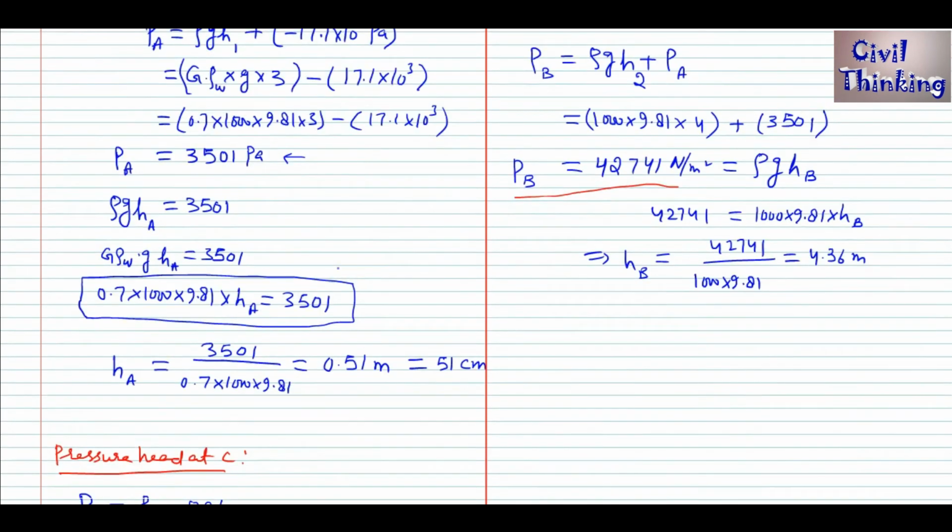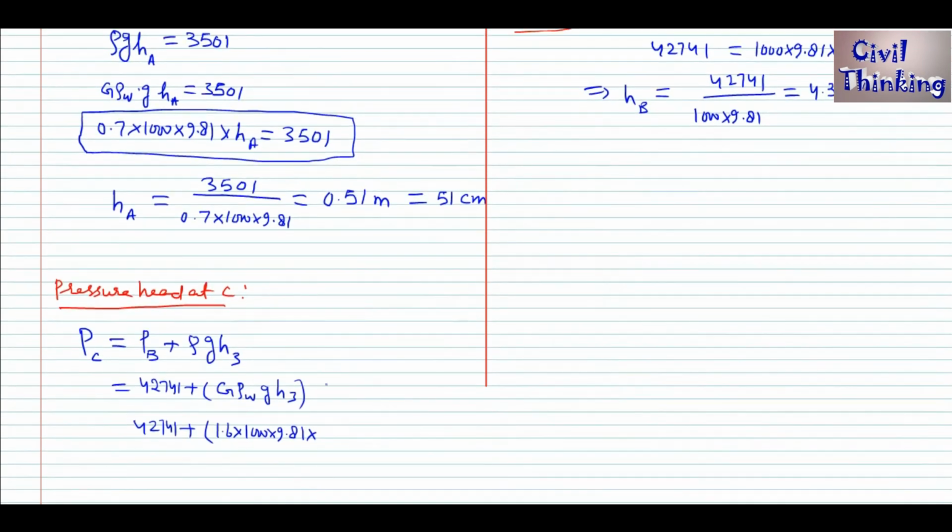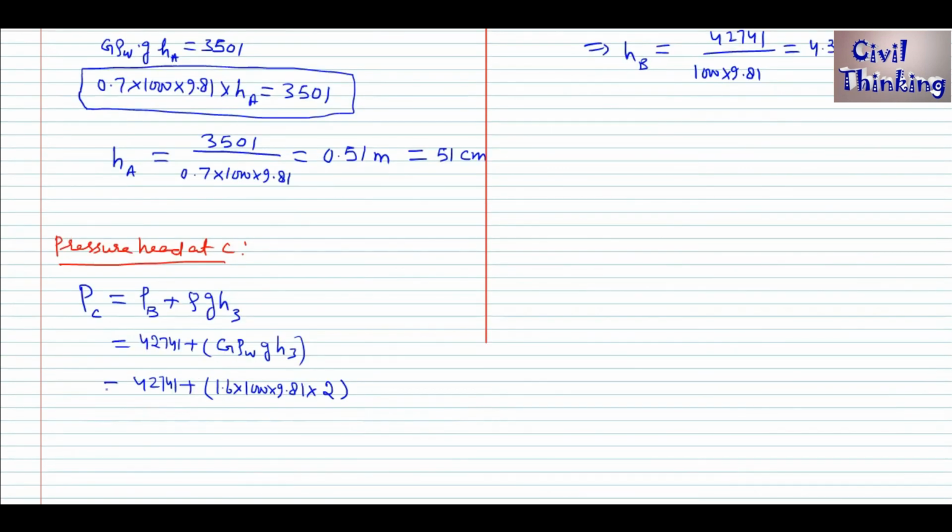How much is H3? 2 meters. So this is going to be the pressure at C. Let me use the calculator. This is going to be 74133 Newton per meter square. So we find the pressure at C to be this.